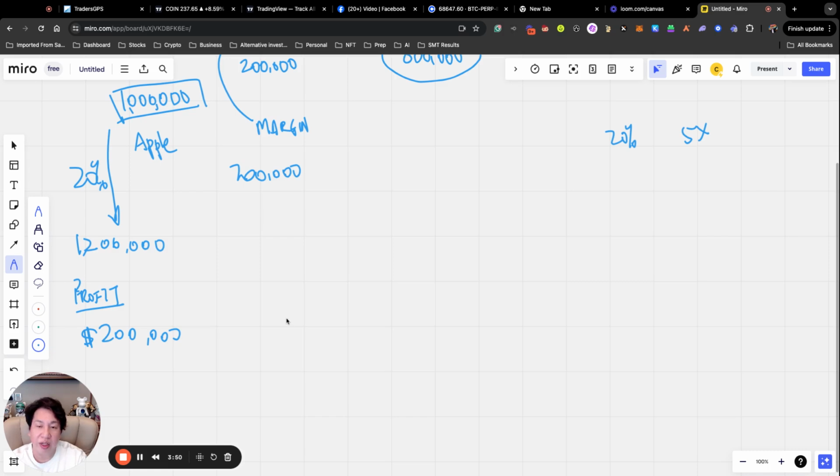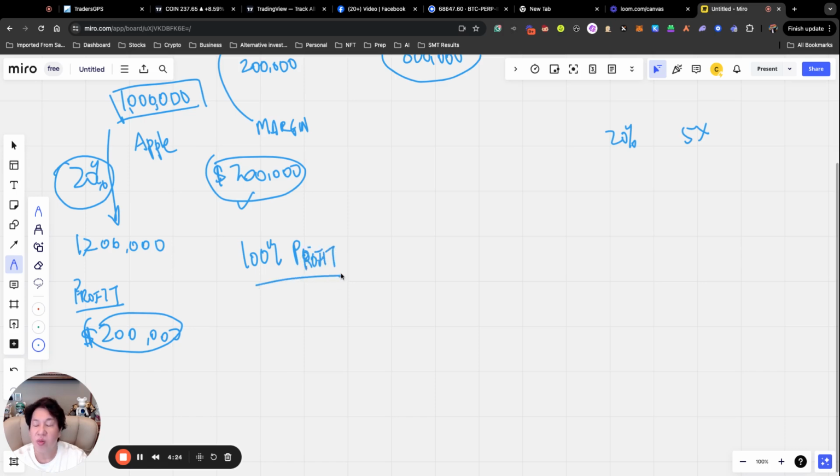But if you look at it, you don't really need to come out with the 200,000. All you need to come out with is the margin amount, 200,000, to hold a position. So even though the stock went up 20%, your net cash on cash, meaning how much cash you put out and how much profit you make, is 100% profit. That is the benefit of using leverage.